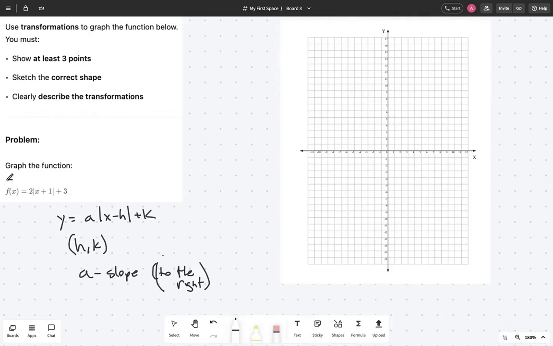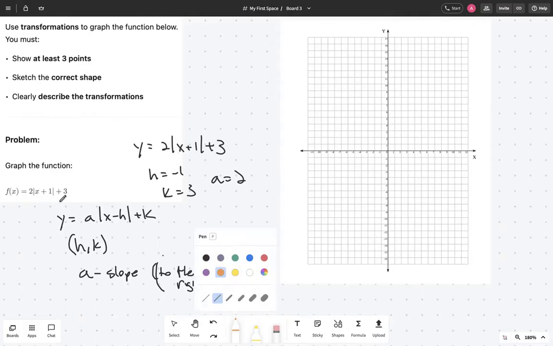We're going to take our graph given, and we can see when we rewrite this that there is an a, an h, and a k. My h is -1. My k is 3. My a is 2. Remember, for the h, you have to flip that sign. Okay, good. We draw a dotted line so we have some separation here.